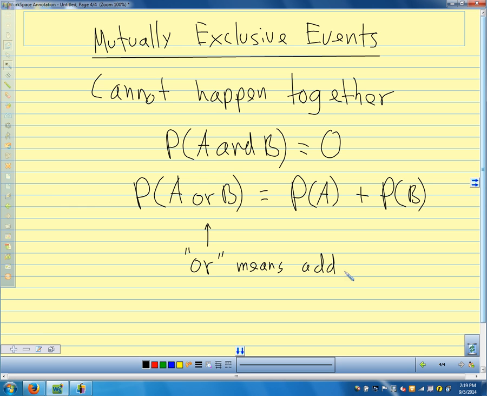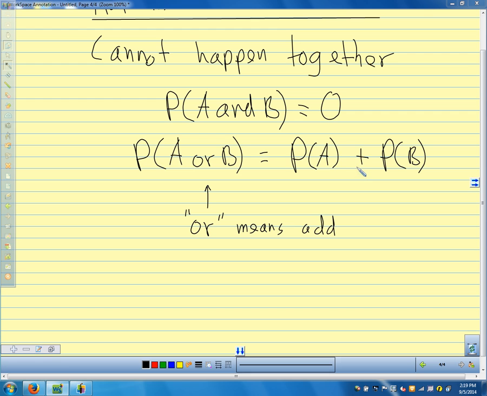So mutually exclusive events can't happen together, but one or the other can happen. We could flip a heads or a tail. We could draw an A or a B. When we get that kind of probability, we add. So we just have two rules: multiply or add. And means multiply, or means add.